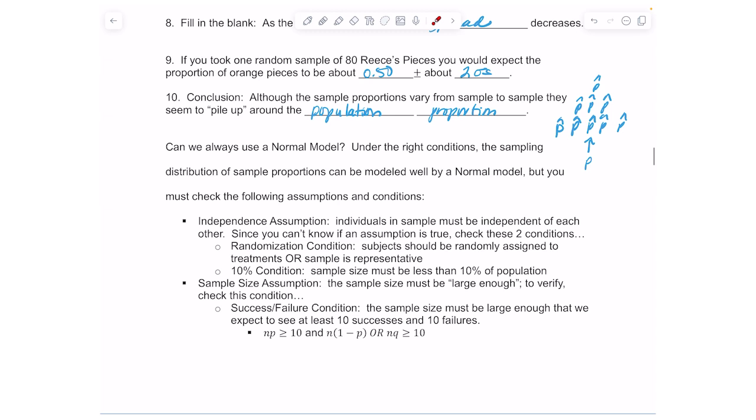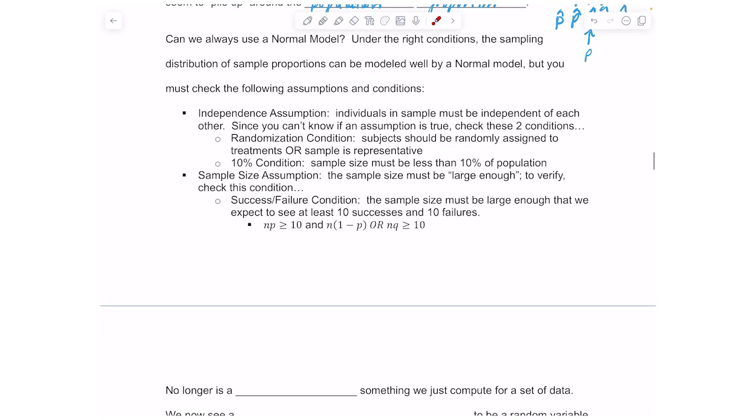And then the other condition you want to check is what's called the 10% condition. A sample size must always be less than 10% of the population. If it's not, then we have other statistical techniques that we use, but that's outside of what we cover in the course. The second assumption is known as the sample size assumption, and the way we check to make sure that the sample size is large enough, we verify what's called the success failure condition, which just says that the sample size has to be large enough for us to expect to see at least 10 successes and 10 failures.